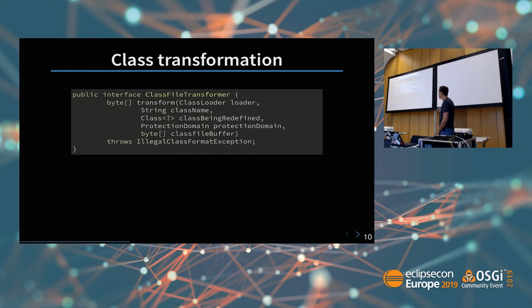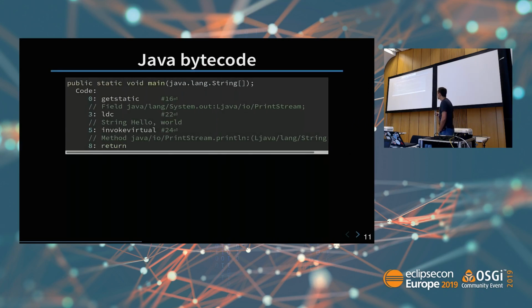You have the current class file buffer, so if you want to do just inspection, for instance, and not transform things, or just, I don't know, shift a bit just for fun, you can do that in the current class file buffer. The protection domain is for when you're running with the Java platform security enabled, and the class being redefined is, again, a bit of a special case. If you're redefining classes as opposed to intercepting the initial class loading, you will also have access to the class being redefined.